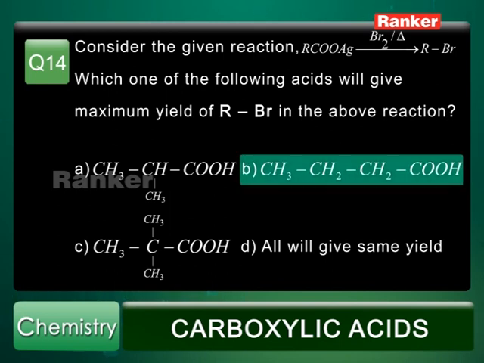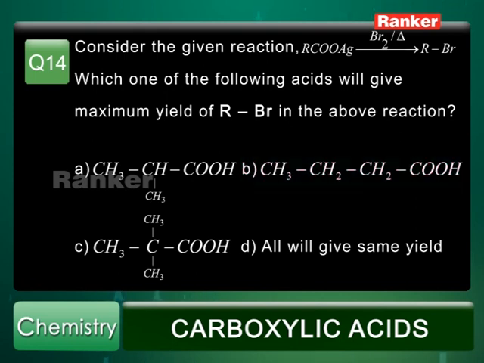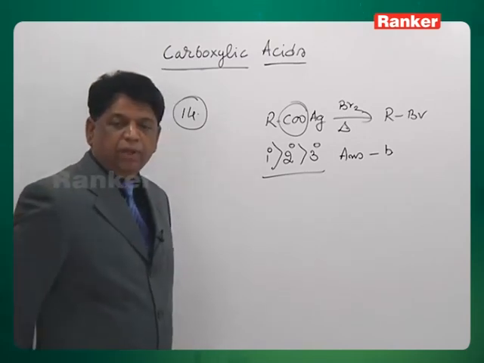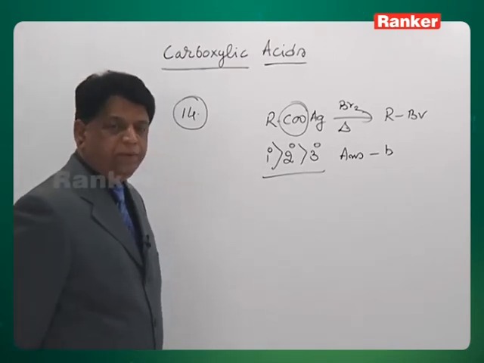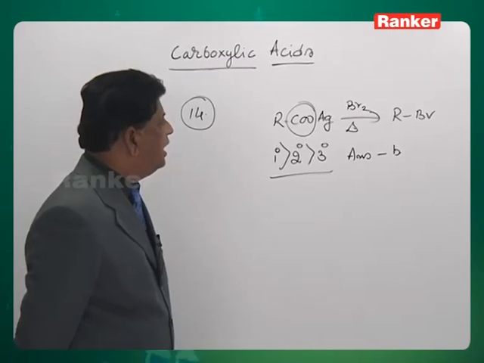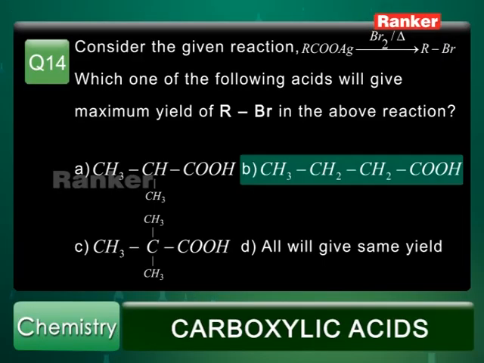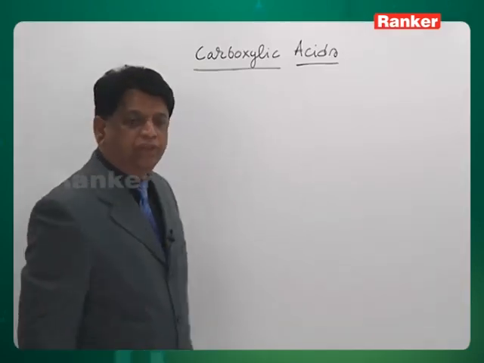That is 1 degree alkyl halides undergo faster reaction over 2 degree, over 3 degree. So based on that we have decided answer B is the primary carboxylic acid, which turns into a silver salt and undergoes the reaction. Decarboxylation is easy in the 1 degree carboxylic acids. Let us go to the 15th question.